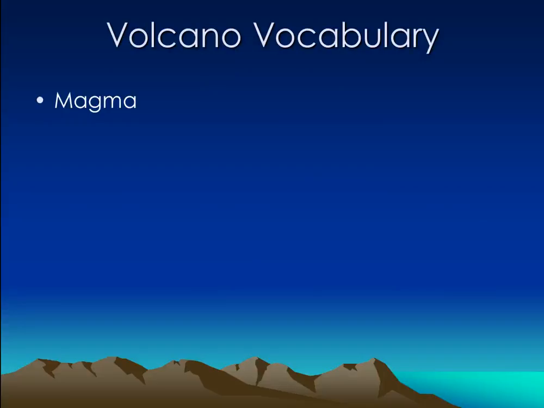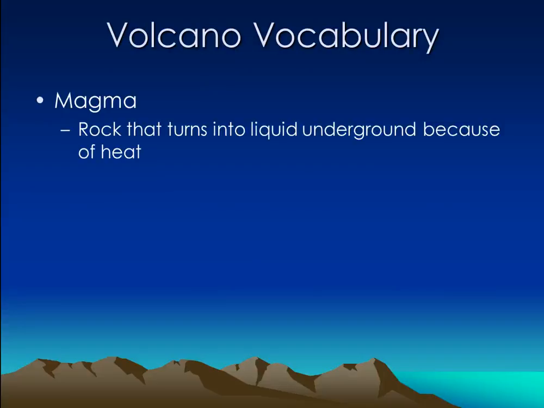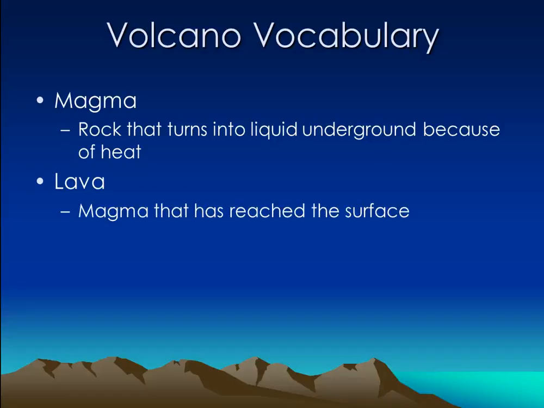Let's talk about some volcano vocabulary. Magma, which is rock that turns into liquid underground because of heat. We talked about that in level 1 with the rock cycle. Lava is simply magma that has reached the surface. So when it's inside of a volcano, we call it magma. But when it comes outside of a volcano, then it's become lava. But really, they're the same thing, just different names.